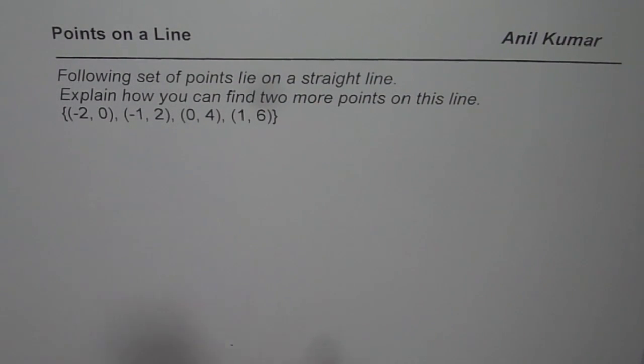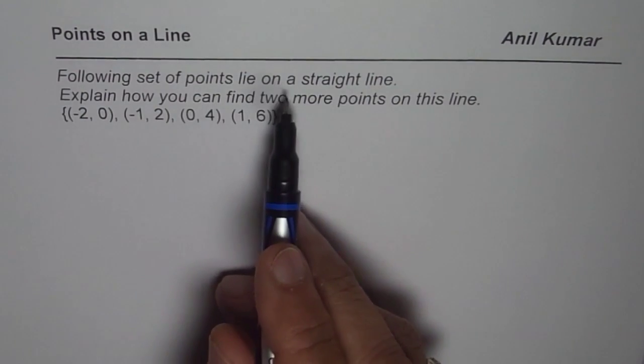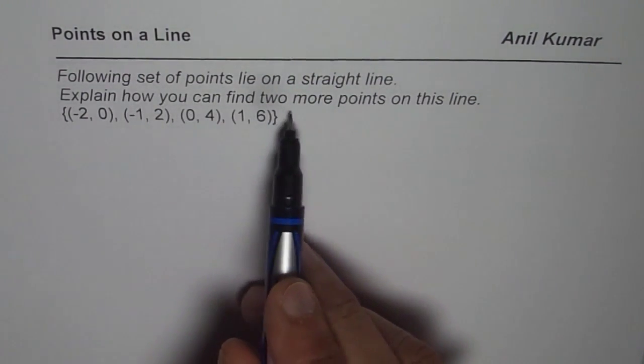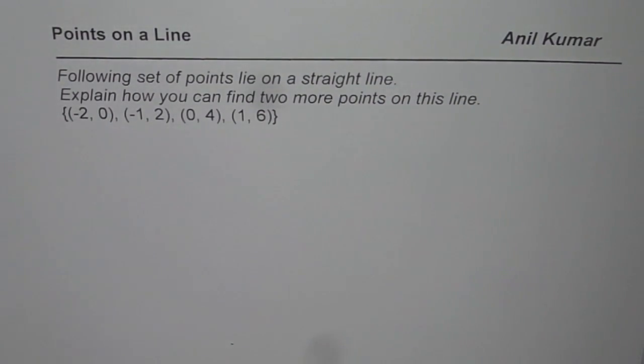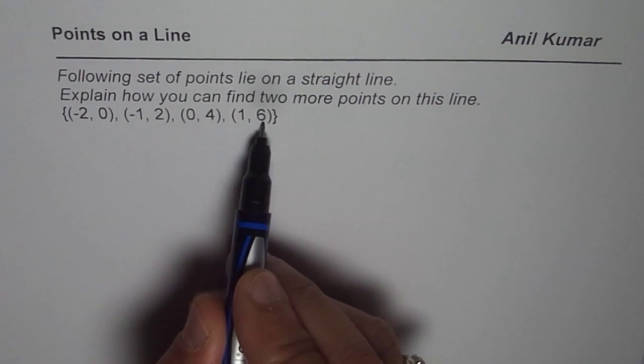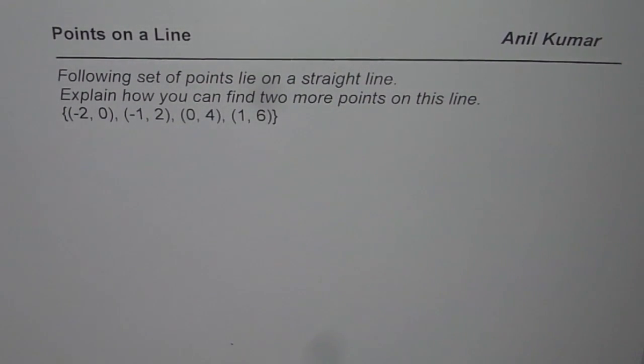Question here is, the following set of points lie on a straight line. Explain how you can find two more points on this line. So what we are already given is a set of 4 points, and all these lie on a line, so you don't have to justify it. Now you can pause the video and then find two more points on this particular line, right? So that is the question.